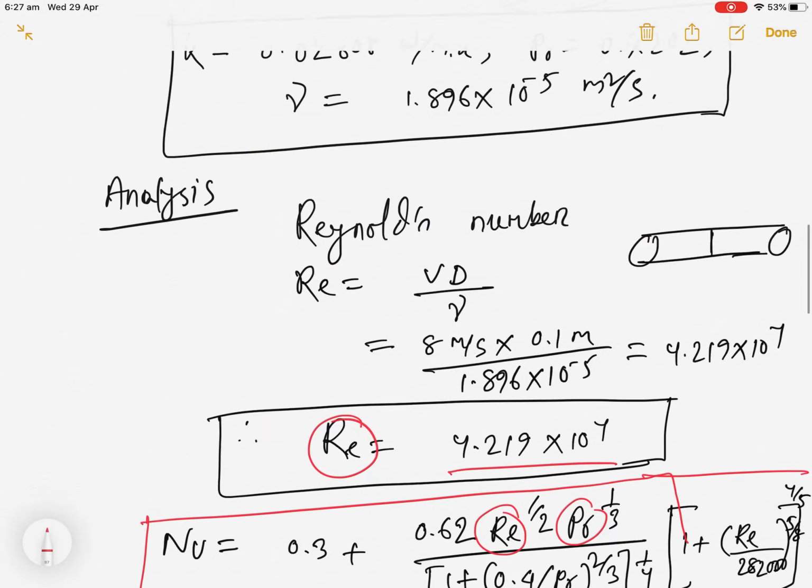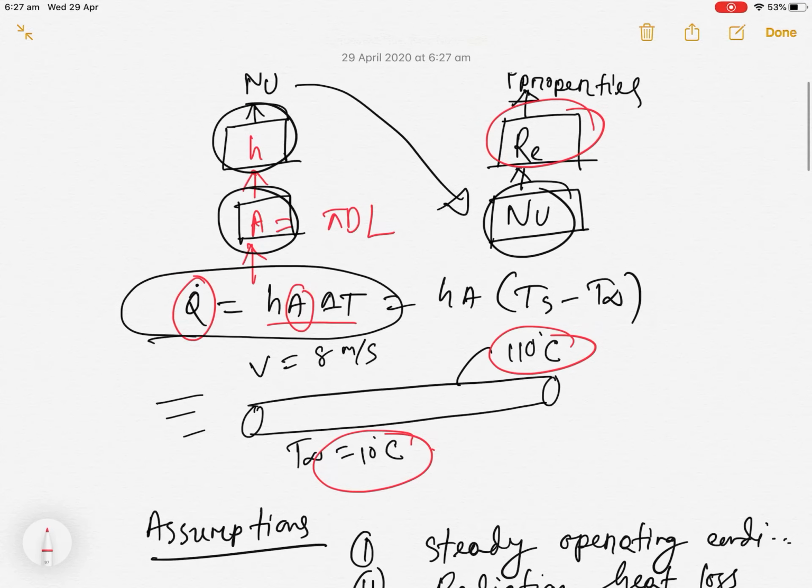So that's all. So let's have a quick review of what we did. We calculated the surface area, we calculated the heat transfer coefficient. To get the heat transfer coefficient, at first we did some calculation for Nusselt number. For Nusselt number, we calculated the Reynolds number, and the rest of the thing is as usual what we are doing so far. So that's all.